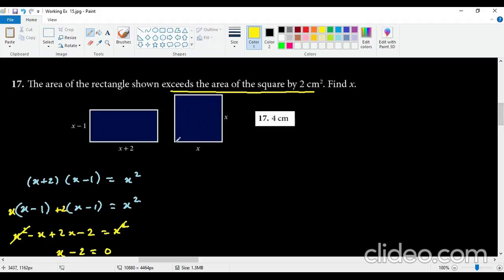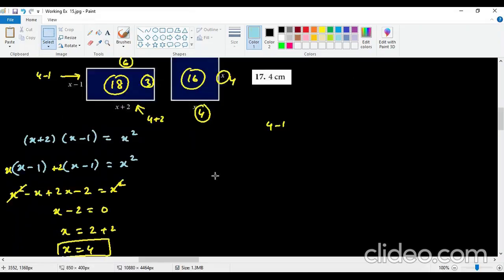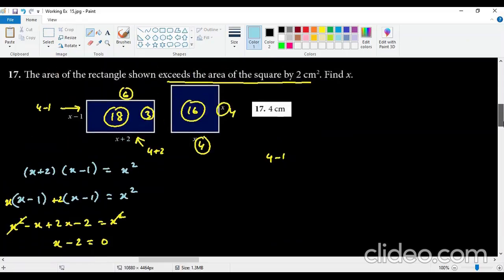Now imagine this is x minus 1 and x plus 2. That means we are talking about 4 minus 1. So this side is 4 minus 1, and this is 4 plus 2. Okay, so this side is a 3 and this side is a 6. So 6 times 3 is 18, right? And if here it is 4 and this is also 4, so 4 times 4 is 16. So as you can see, the area of the rectangle exceeds by 2. So this is 16, and the area of the rectangle is 18. So that makes sense. Moving on to the next question, which is question number 18.